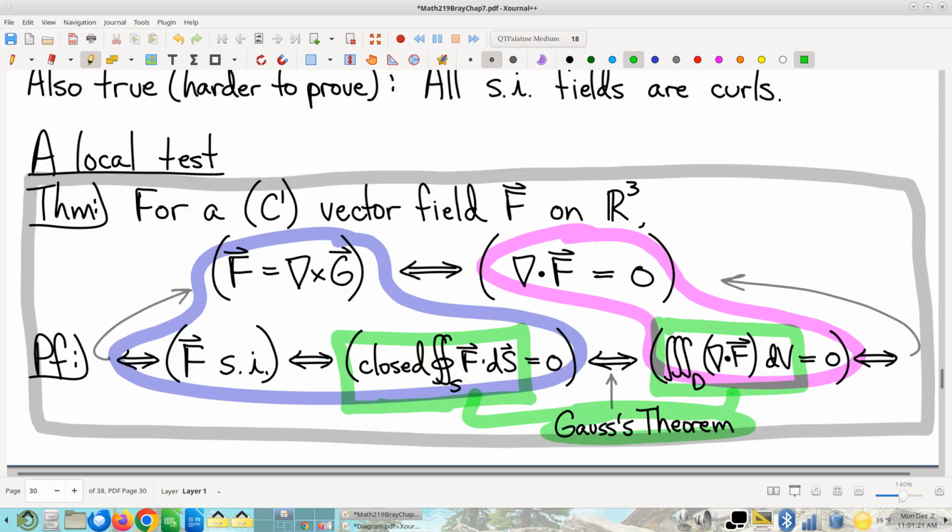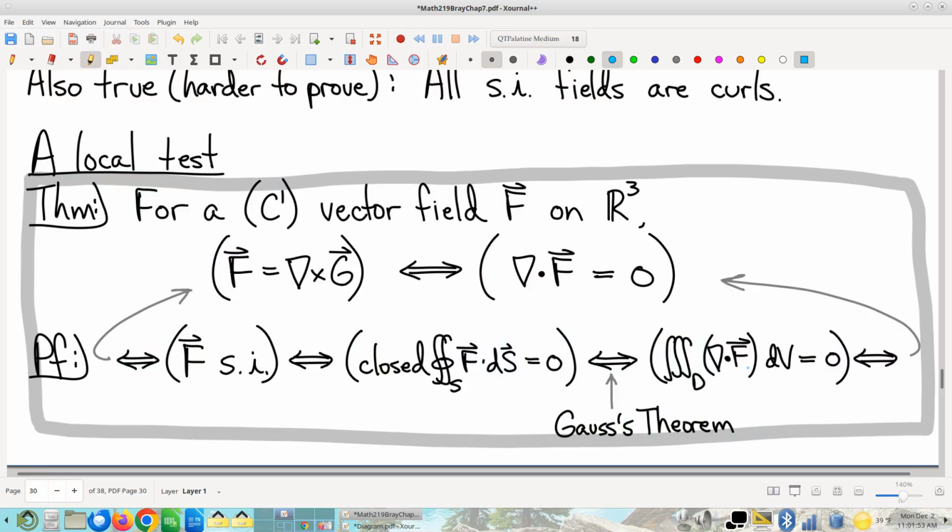So it's a different big theorem that makes the connection for us, does the heavy lifting, as it were, but this is the analogous local test. If you want to know if something is a curl, more likely, if you want to know if something's surface independent, take the divergence. See if you get 0. If you get 0, yep, that's a curl of something. I don't know what, but it's a curl of something, and more to the point, your vector field is surface independent. Okay, so this is a very powerful result.